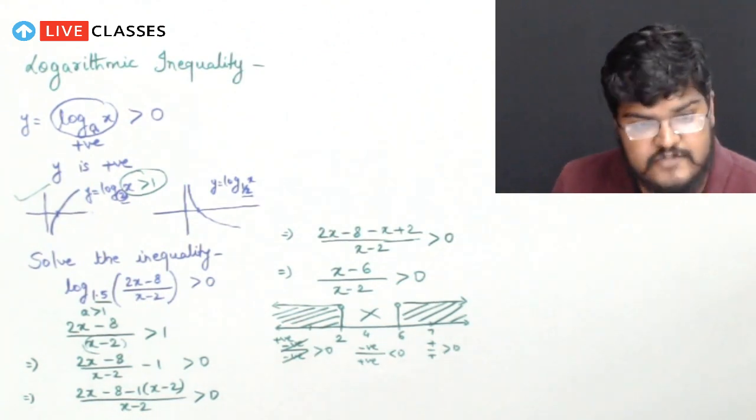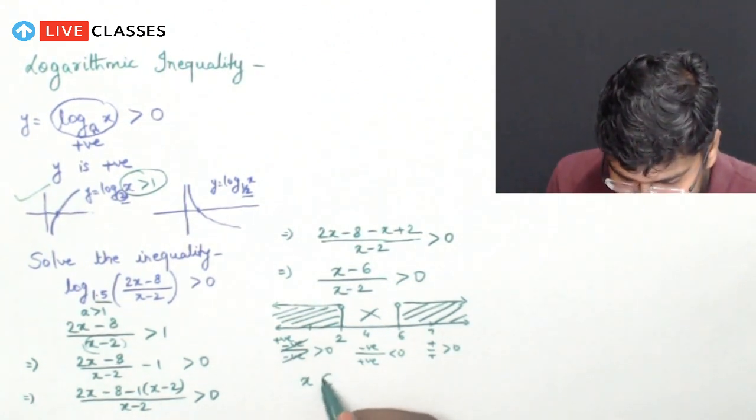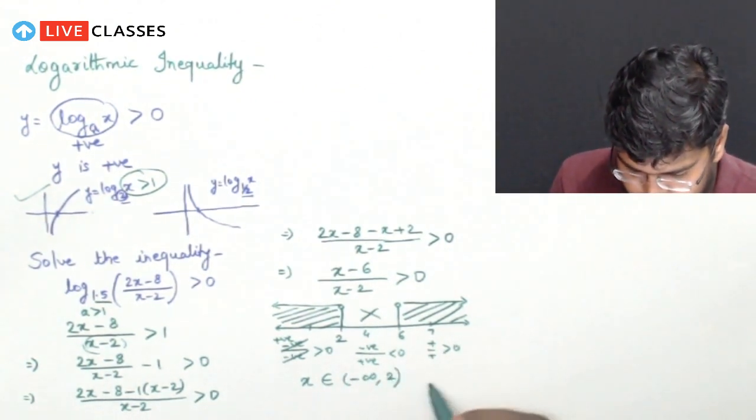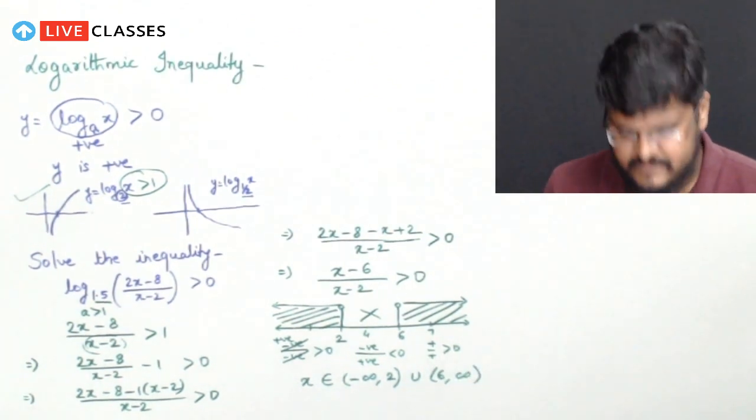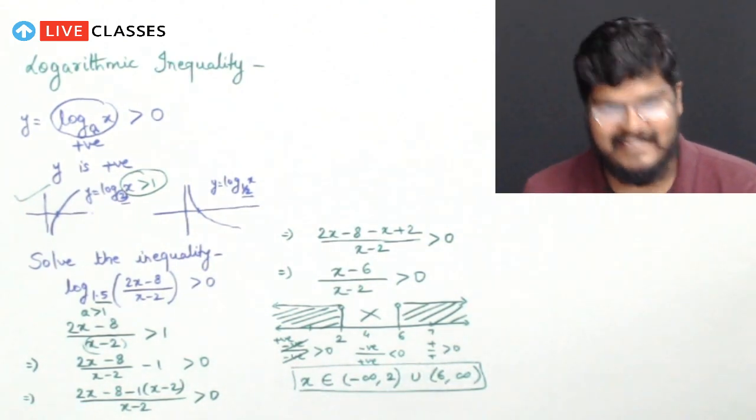So from these two intervals, I can see that my x belongs to negative infinity to 2 union 6 comma infinity. So this right here, guys, is the solution of our logarithmic inequality.